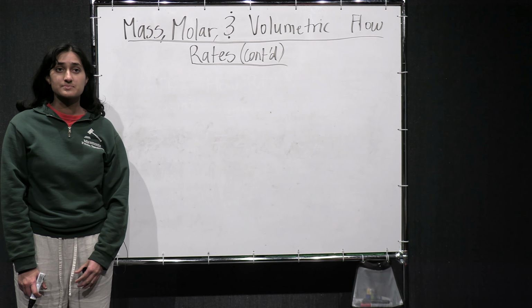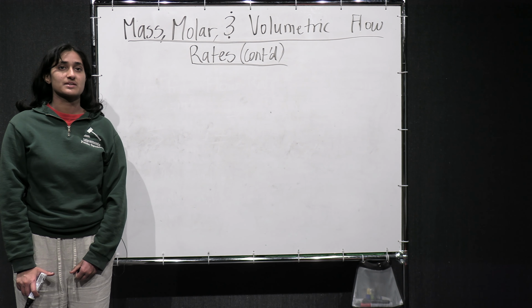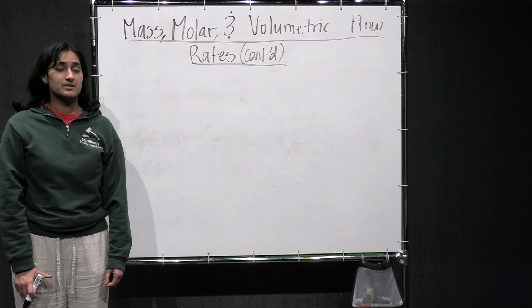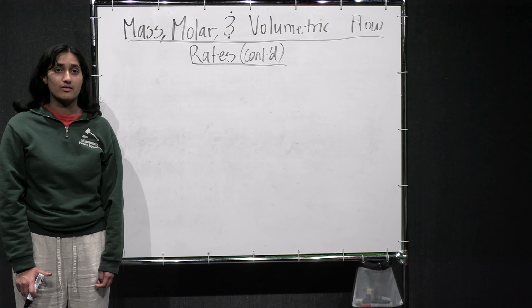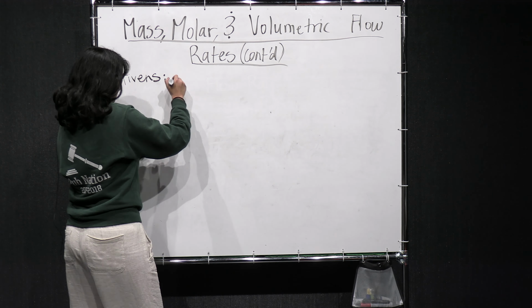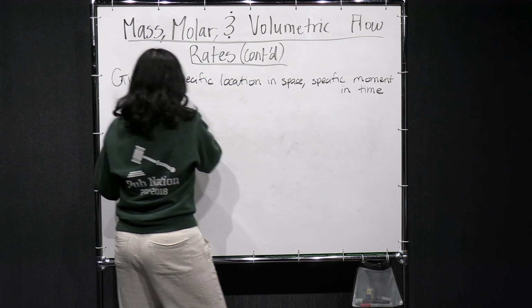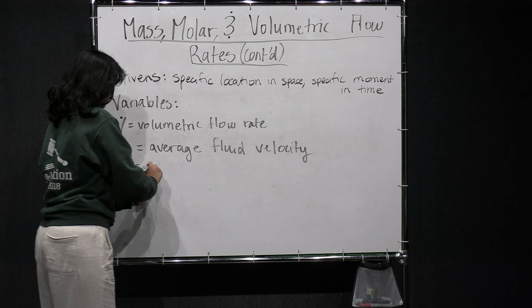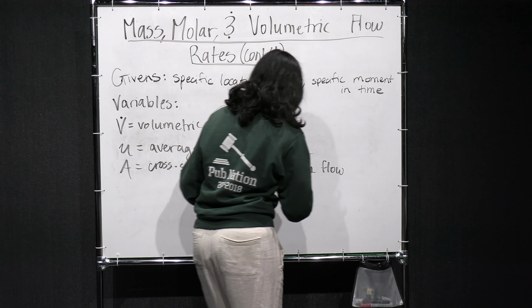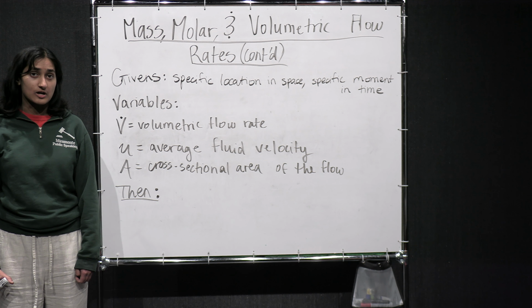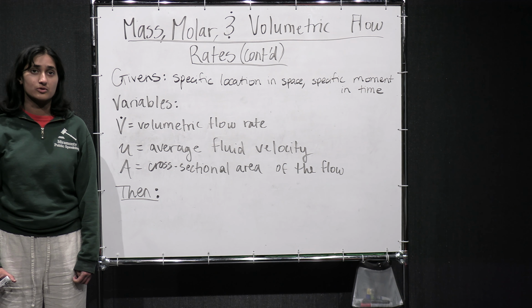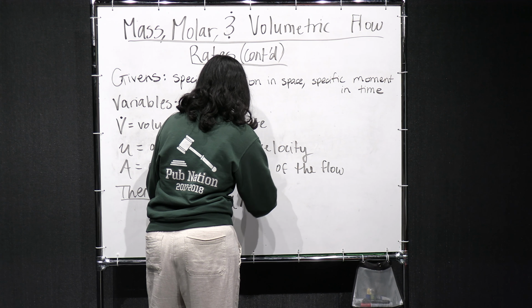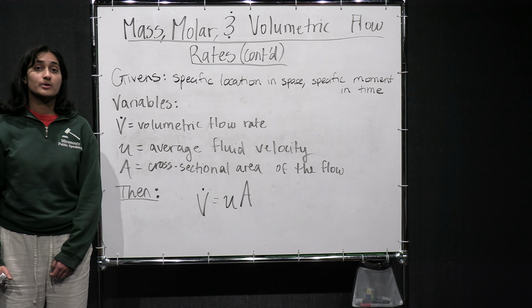For a specific location in space and instant in time, the following relationship exists among the volumetric flow rate of a fluid, the average fluid velocity, and the cross-sectional area of the fluid. The volumetric flow rate, V dot, is equal to the fluid velocity, U, times the cross-sectional area, A, which is the area normal to the flow direction. For an open, steady-state system, the expression is true at any location in the system.